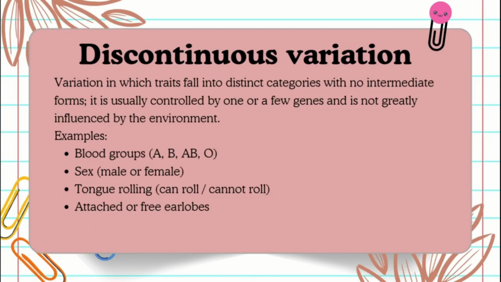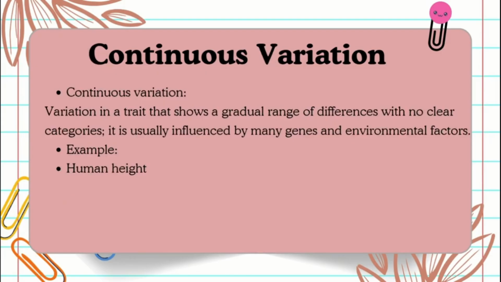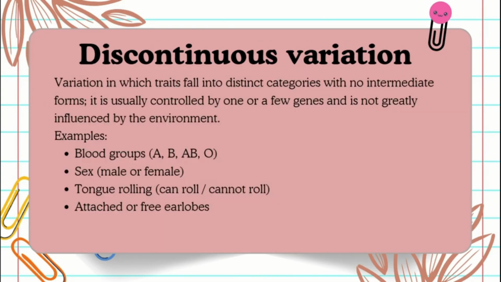Then you have discontinuous variation, which has clear-cut categories with no intermediate. So basically this means either you are or you aren't. Either you have it or you don't. In continuous variation, there was room for ambiguity, meaning that somebody might be 5'1", 5'2", or 5 point something. The point is that there's no clear-cut category to say, okay, you have to be this or you have to be that.